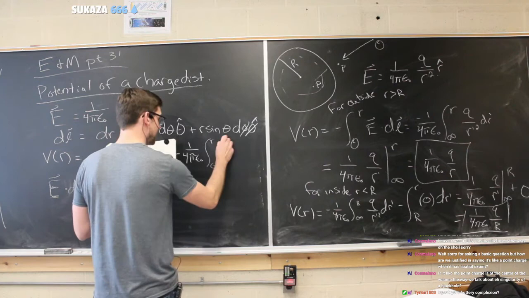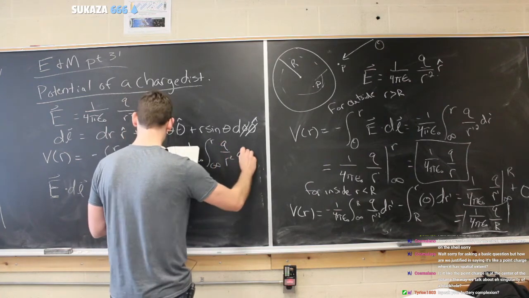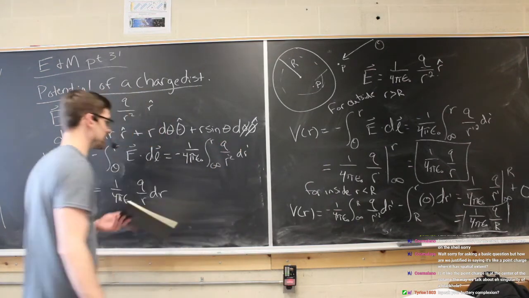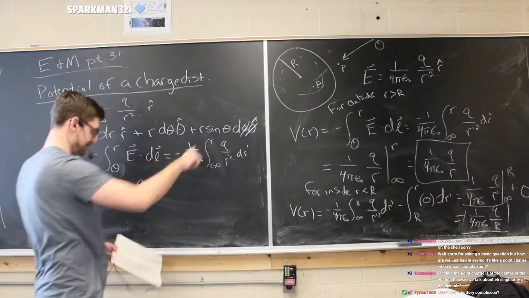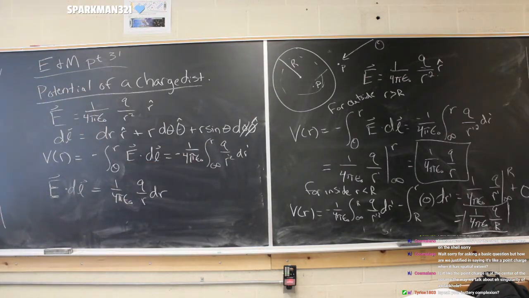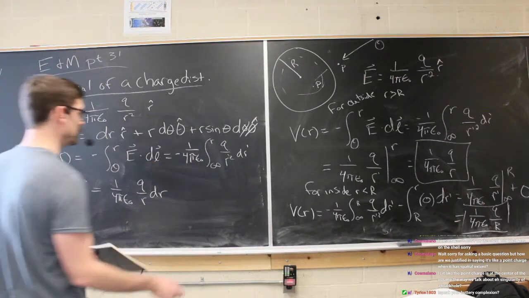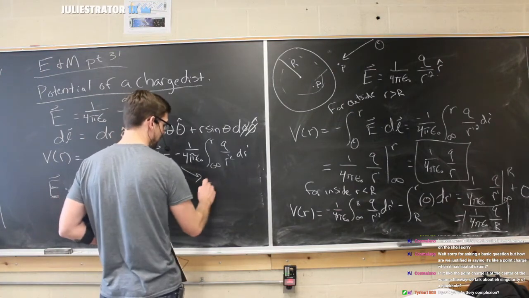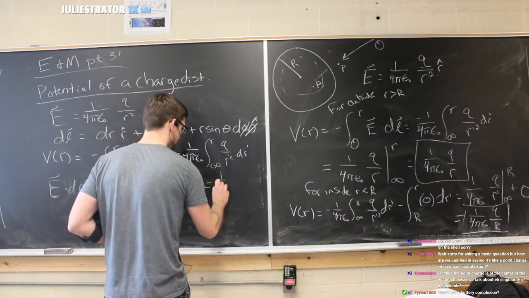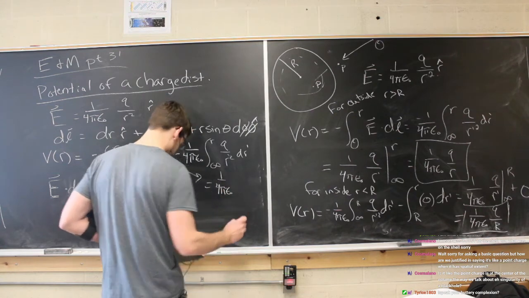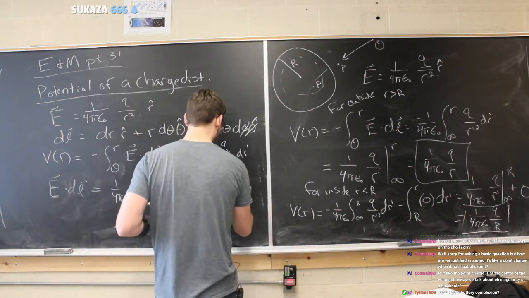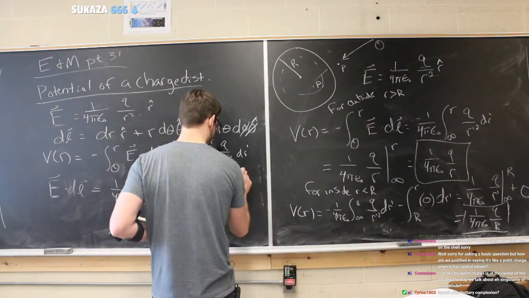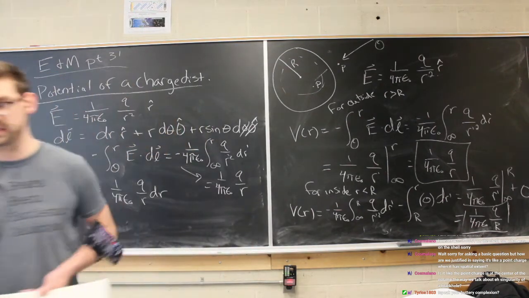We get the integral from infinity to r of q over r squared dr prime. These are r primes because, again, r prime is the dummy variable for r. Then this is just going to boil down to what you would expect for the point charge, 1 over 4 pi epsilon naught times q over r. And it's a scalar, right? Which is good because it's potential, so we want V to be a scalar.